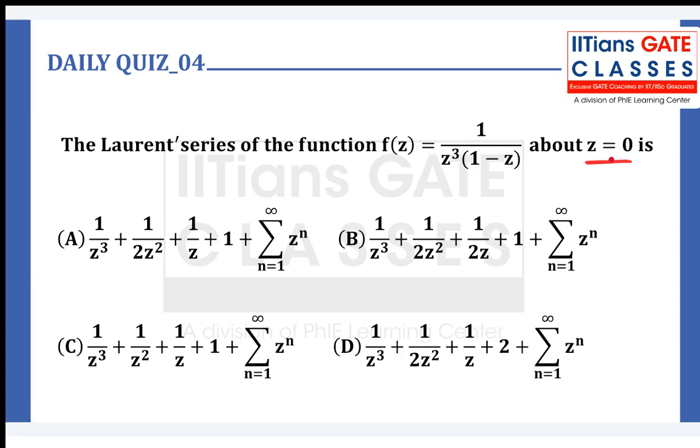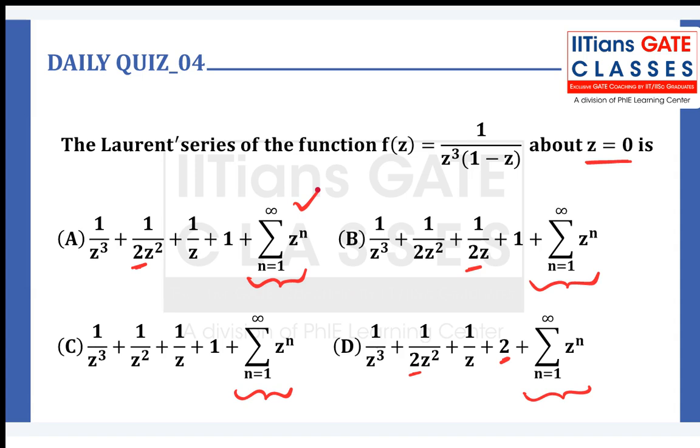If you look at the options, this term appears in all of them: summation of z power n going from 1 to infinity. It is in all 4 options. The only difference is the remaining terms. Here there is this 2 extra, here this 2 is there, here also 1 2 is there, and this 2 is also there. These are minor differences, but this term remains the same in all the options. That should be the hint to solve this question.